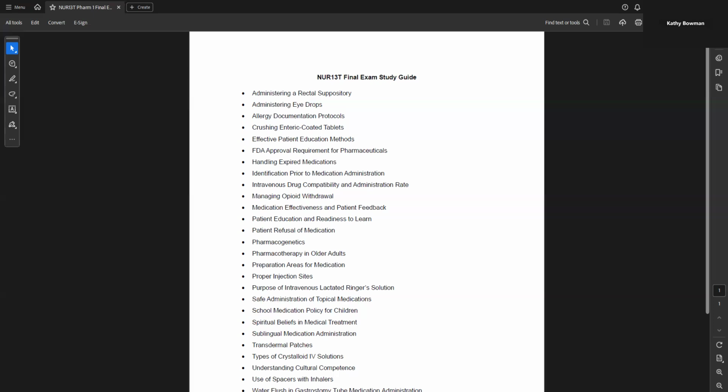Sublingual med administration. Drugs given via sublingual, under the tongue, or buccal, between the cheek and gum, are fully absorbed. Therefore, no food or fluid should be taken while the med is in place, as it interferes with absorption. Good. So you got that one. It's allowed to dissolve. Don't chew. Don't swallow. Right.